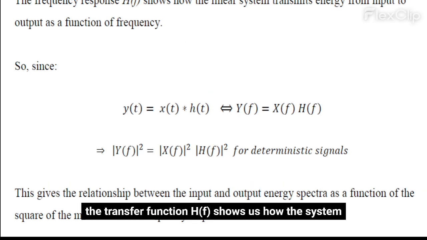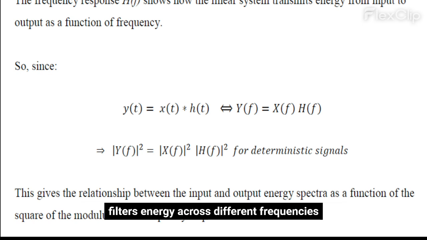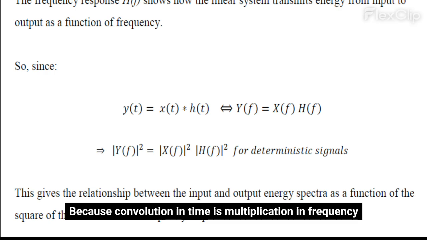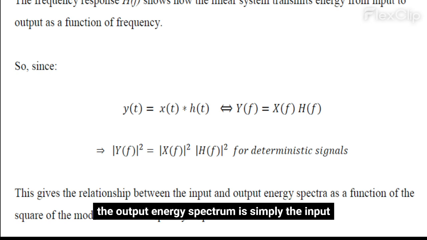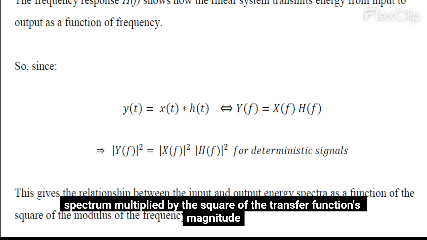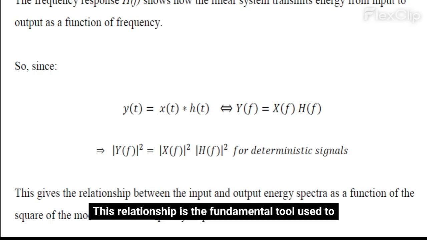Finally, the transfer function H(f) shows us how the system filters energy across different frequencies. Because convolution in time is multiplication in frequency, the output energy spectrum is simply the input spectrum multiplied by the square of the transfer function's magnitude. This relationship is the fundamental tool used to design filters and analyze how signals are modified as they pass through any linear system.